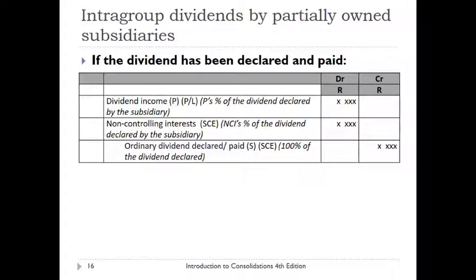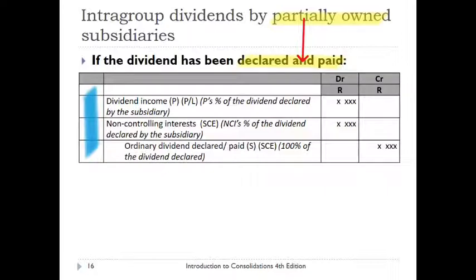What would your consolidation journal entries be if we're still looking at an intra-group dividend declared by a partially owned subsidiary, but we assume that the dividend has been declared and paid during the current reporting period? Your first consolidation journal entry will always apply. The moment the dividend was declared by the subsidiary, there was dividend income recognized by the parent. The fact that it has also been paid does not change this first consolidation journal entry that you have to write. It's exactly the one we saw on the previous slide.